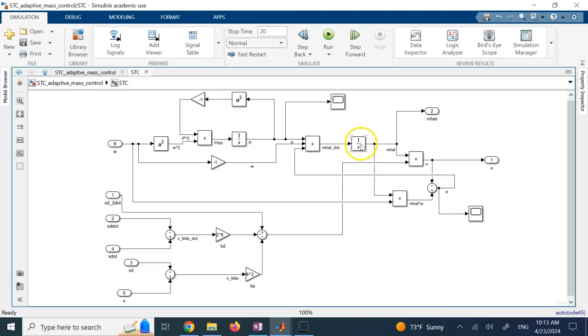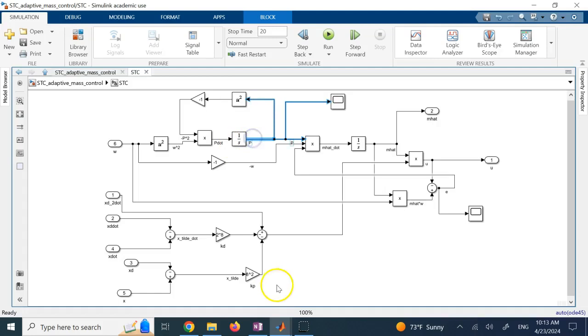How did I get my m hat? Well, I integrated m hat dot. What was m hat dot? If you remember, it was negative PWE. So I need this w, made it negative w. I got P, and, right, that's P, and I also got this E. So here I'm multiplying all three, negative W, P, and E. So that is m hat dot.